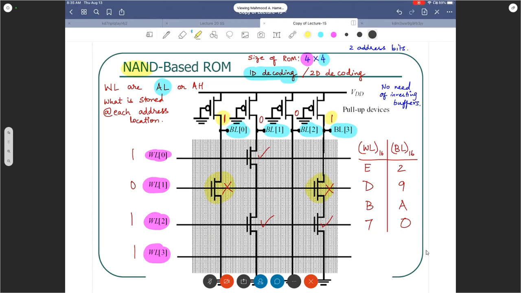All right, so I hope that discussion was helpful. Let us move on to something else.